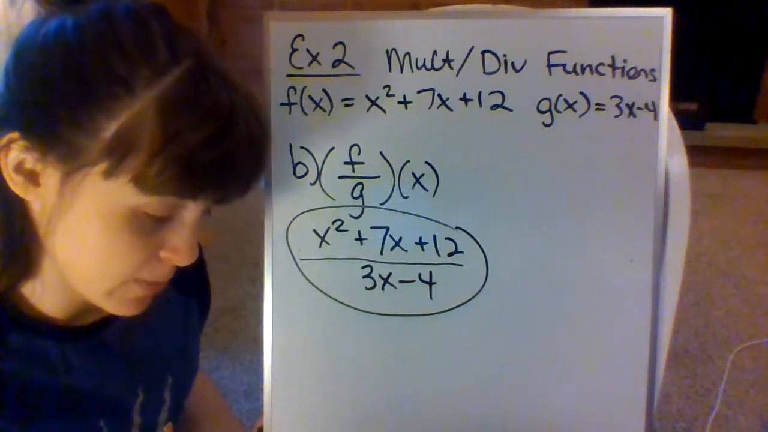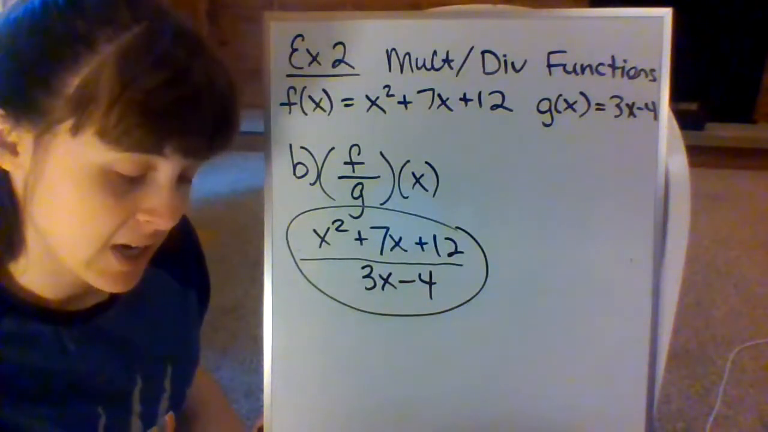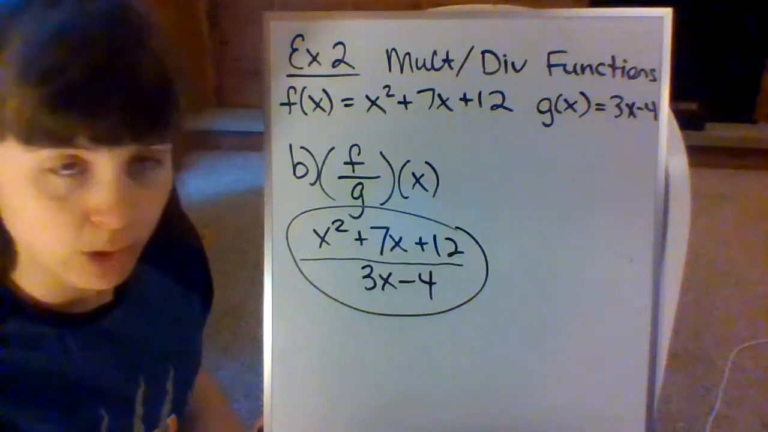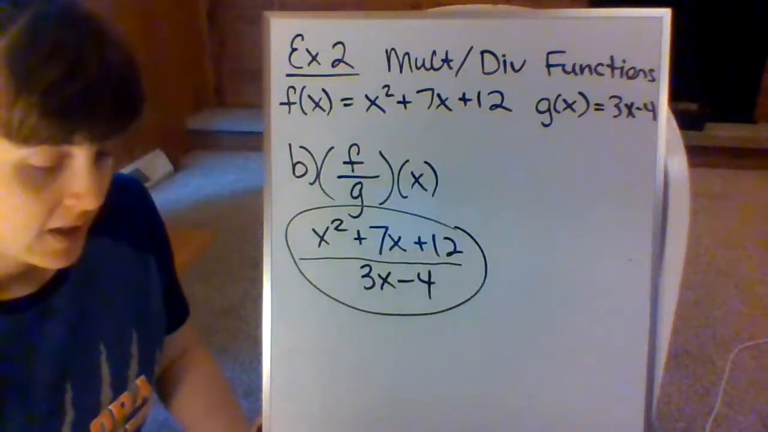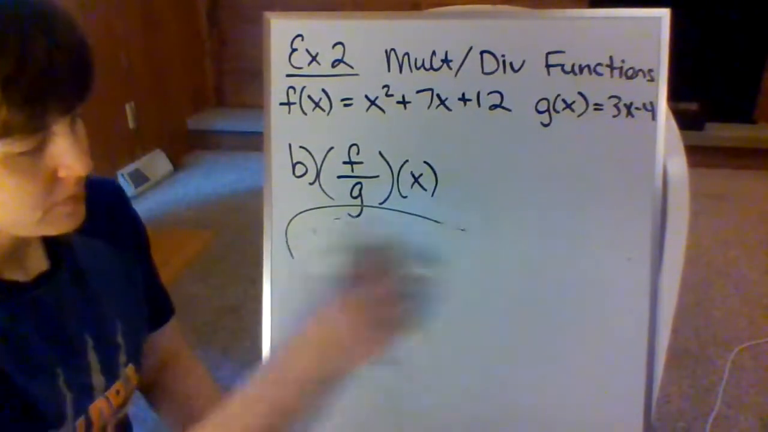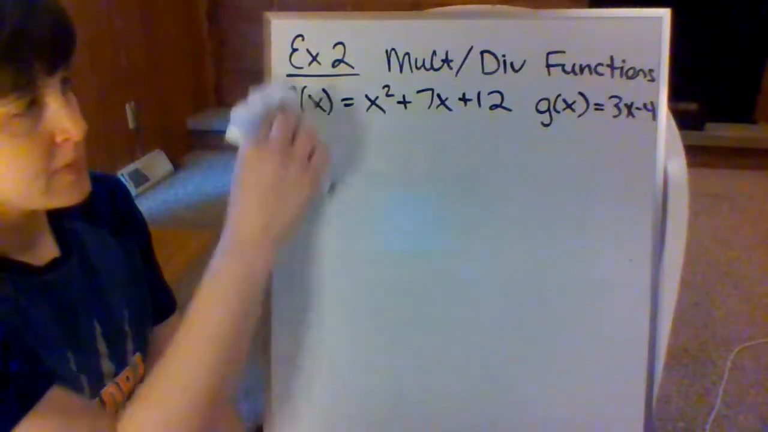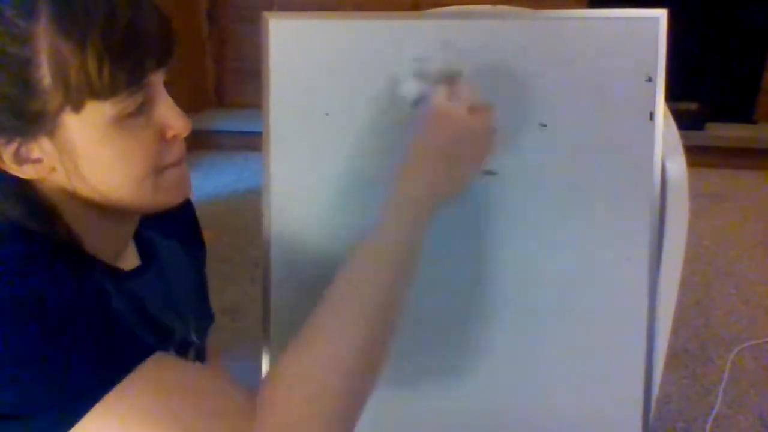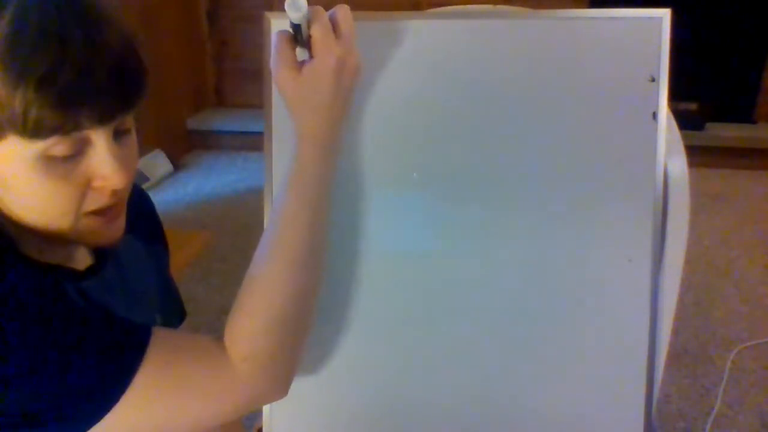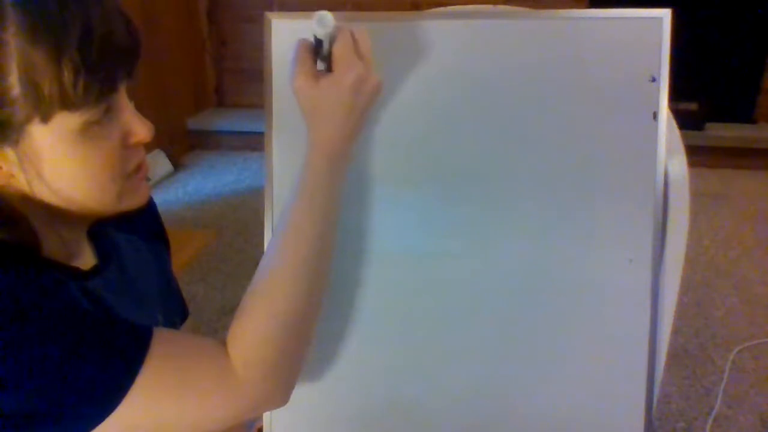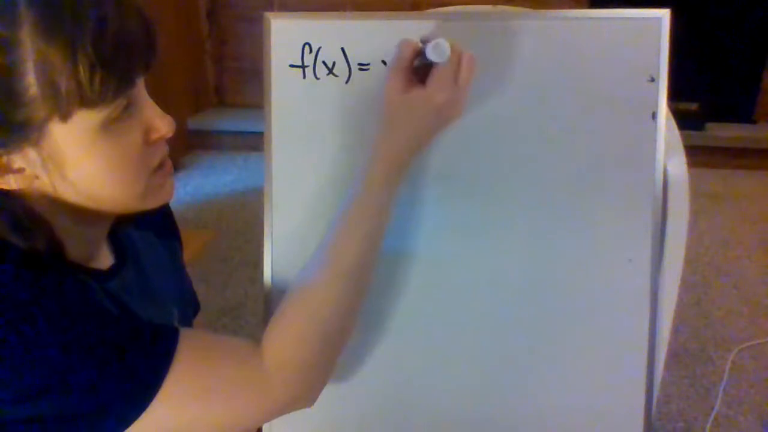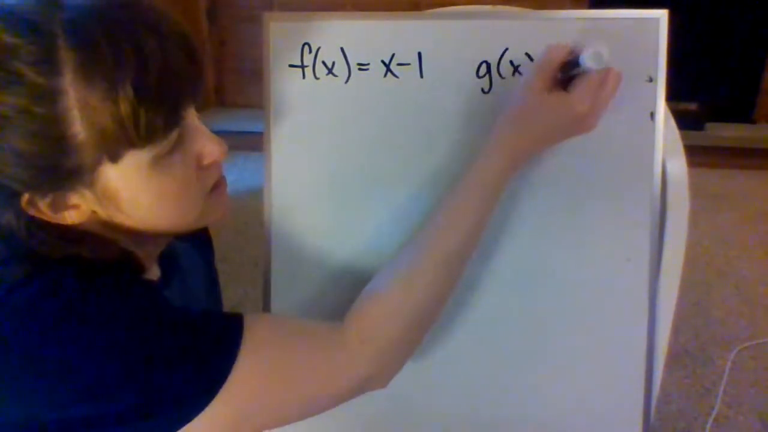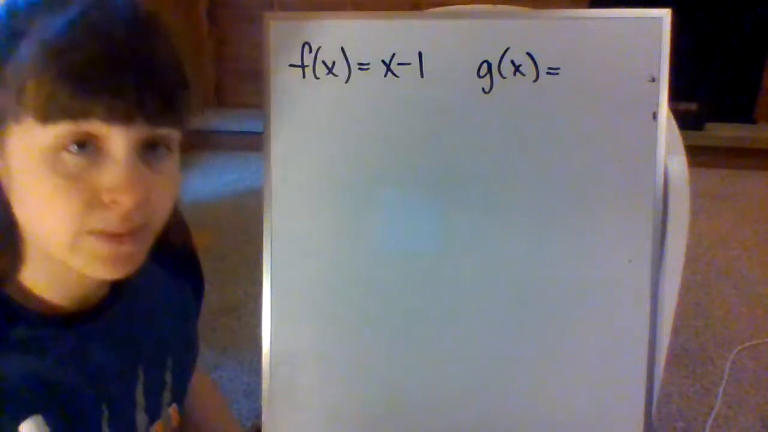Okay, on the very last example, we're going to be given two functions, and we're going to add them, subtract them, and multiply them. And divide them. But that's really not too tricky. Alright, so let's see what our functions are. We have f of x is x minus 1. G of x is 5x minus 2.